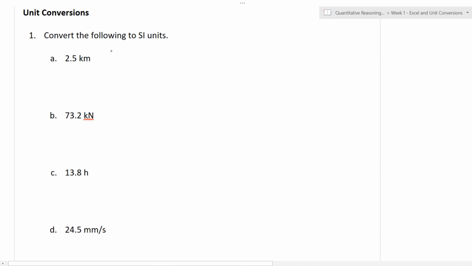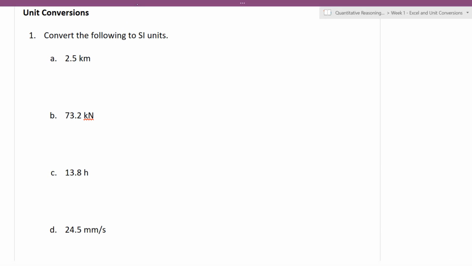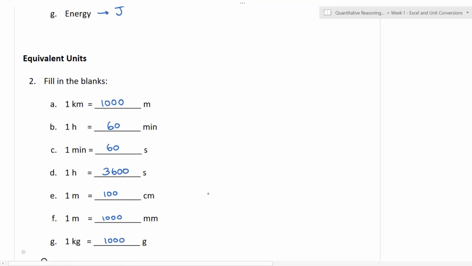The way I like doing it makes it harder to make mistakes. So I like this method, especially when the question's a little bit complicated. So the first question is asking us to convert 2.5 kilometers into SI units. So first you need to know what the SI unit is instead of kilometers. So this would be distance.